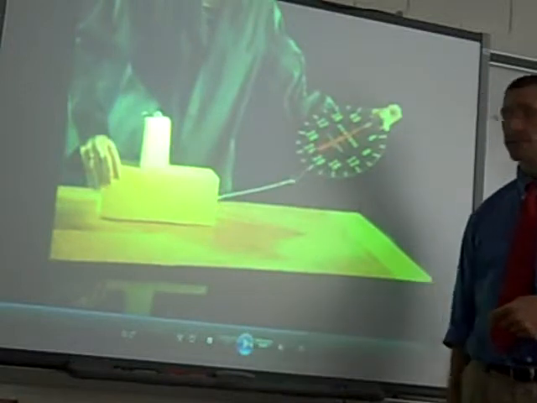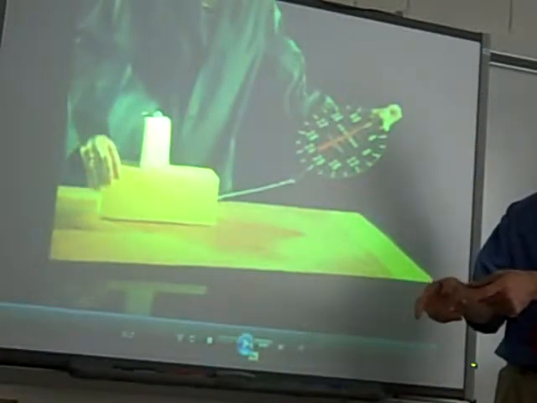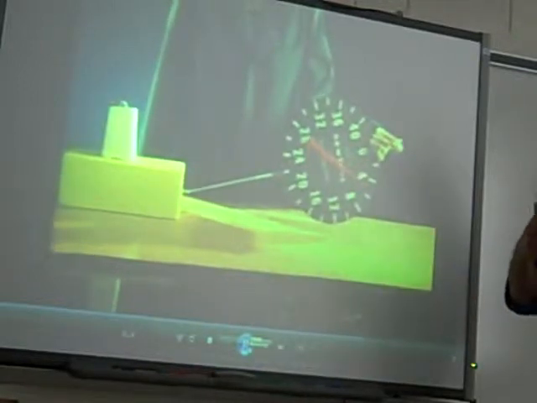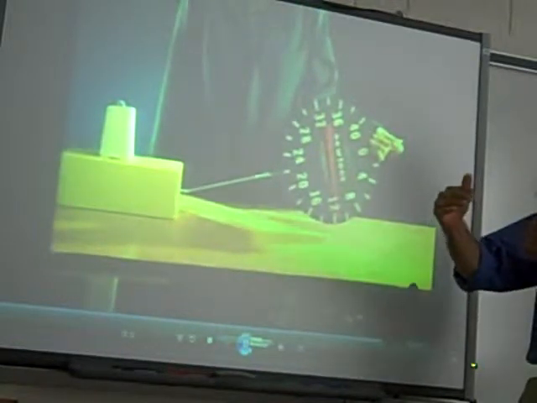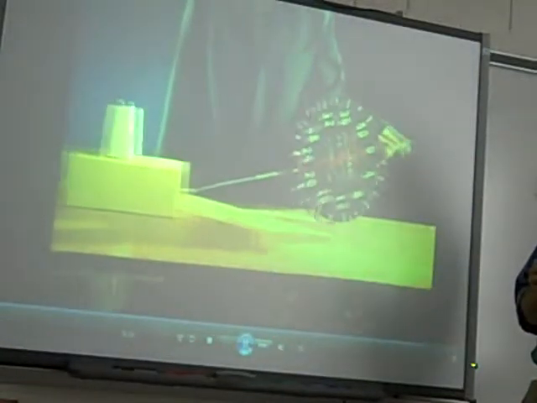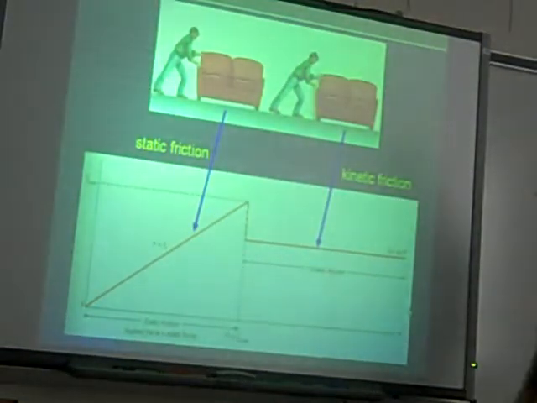And then what happens? Needle jumps down and stays constant. So watch again. So static friction, static friction, static friction to a maximum value. And now we slide and it stays constant. Okay? So that shows us a relationship between static friction and kinetic friction. And that's what this graph shows us.